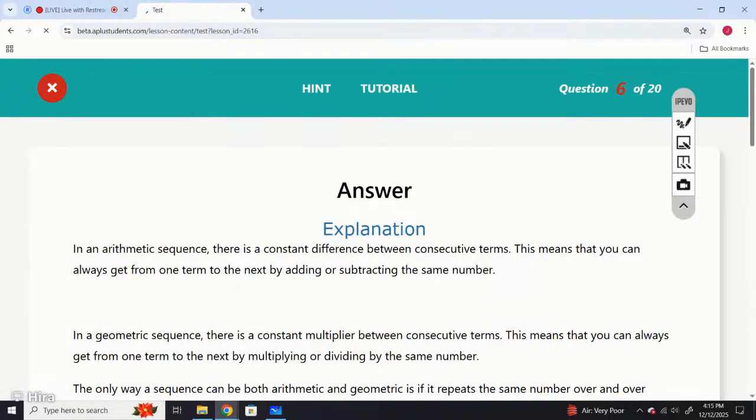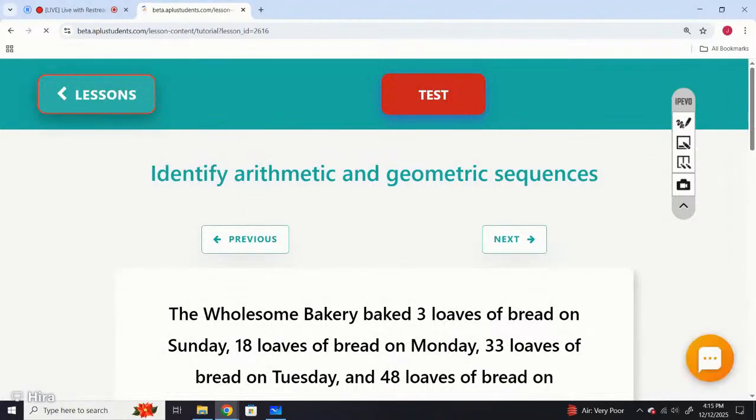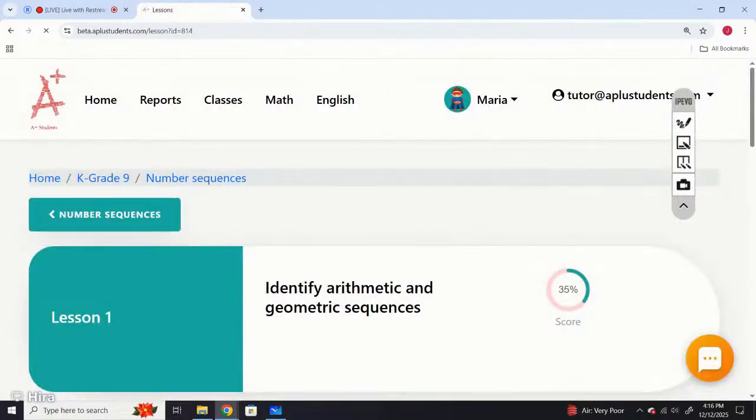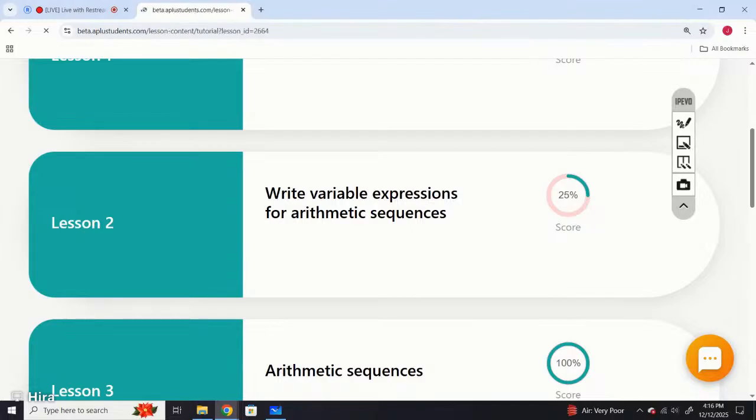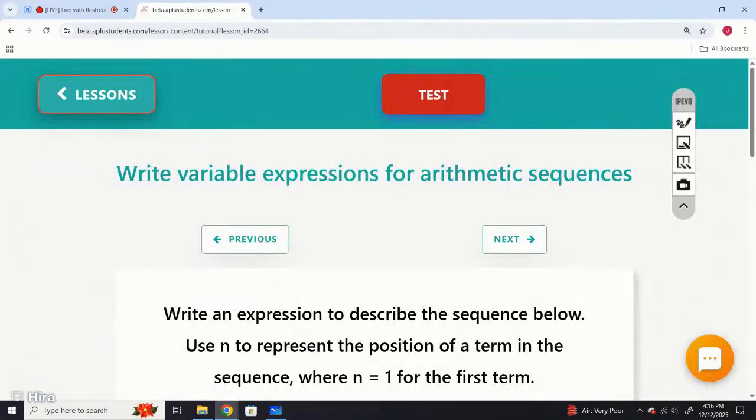Okay, the next lesson is write variable expressions for arithmetic sequences.